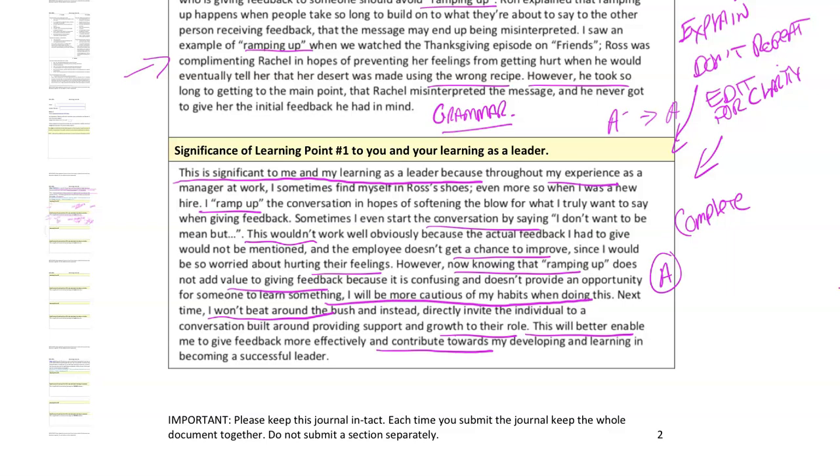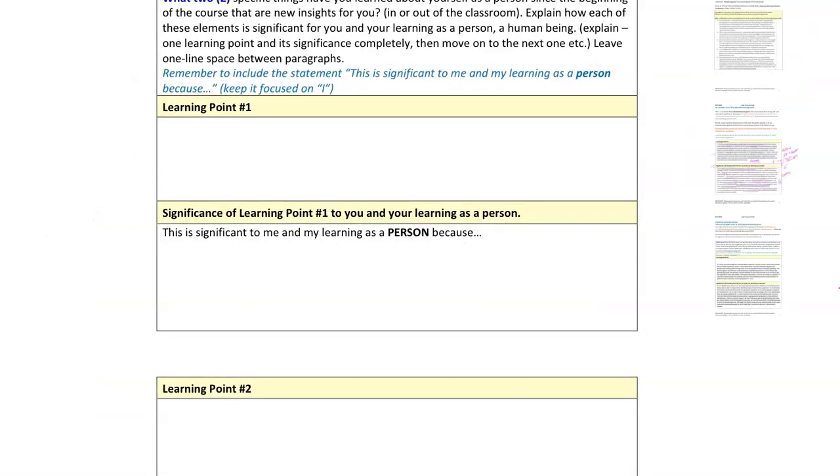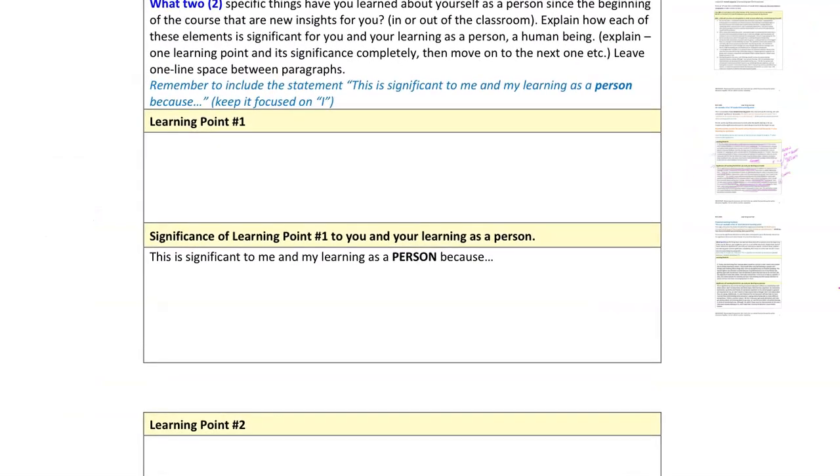And this section here will be much, much easier if you're really specific about the learning point. So that's the leadership learning. Let's now take a look at the third section where you talk about the learning you have about yourself. So it's the same kind of question, except it's just asking about learning about yourself.